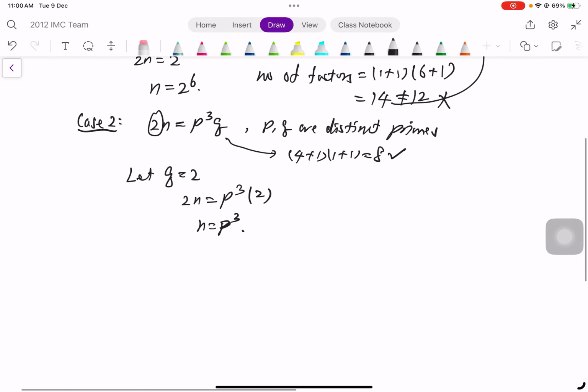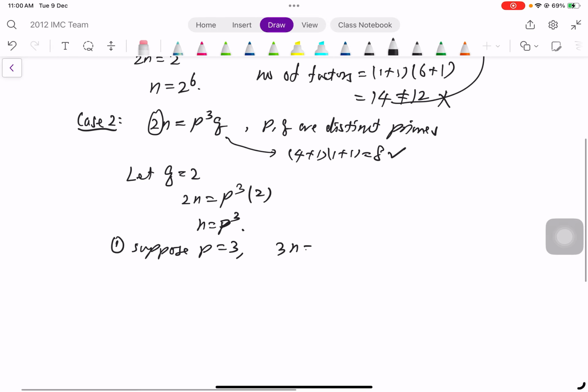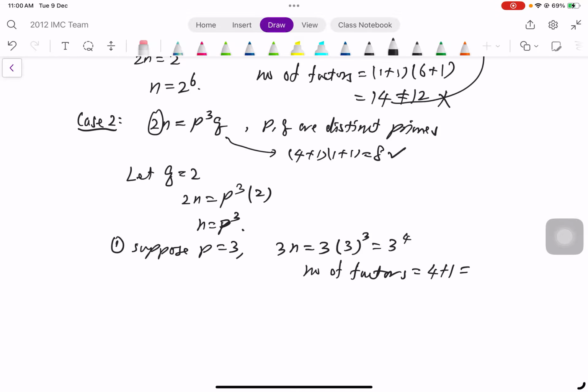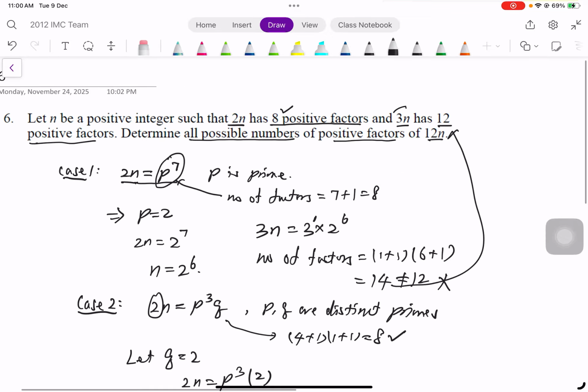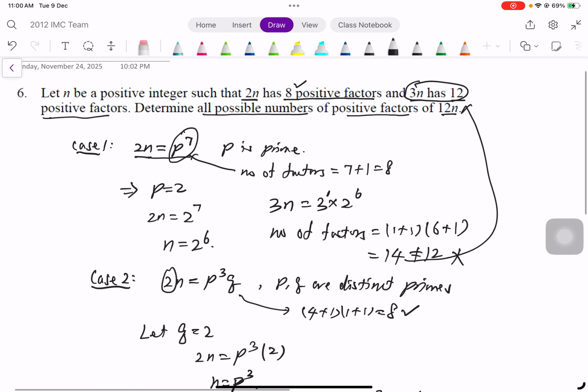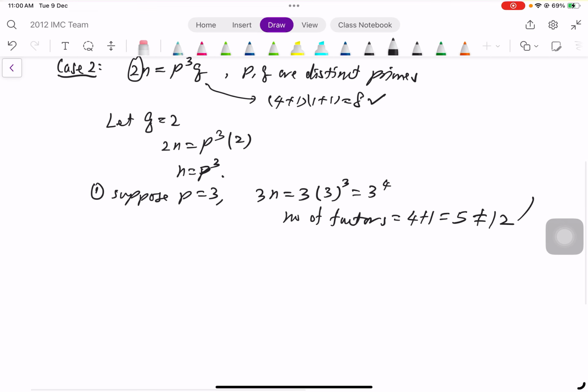Then suppose your p is actually 3. Then your 3n will be just equal to 3 times 3 to the power 3, that will be 3 to the power 4. And the number of factors in this case is just equal to 4 plus 1, which is 5. This is not equal to 12. It doesn't fulfill the criteria that 3n has 12 positive factors. Therefore, this is not possible.